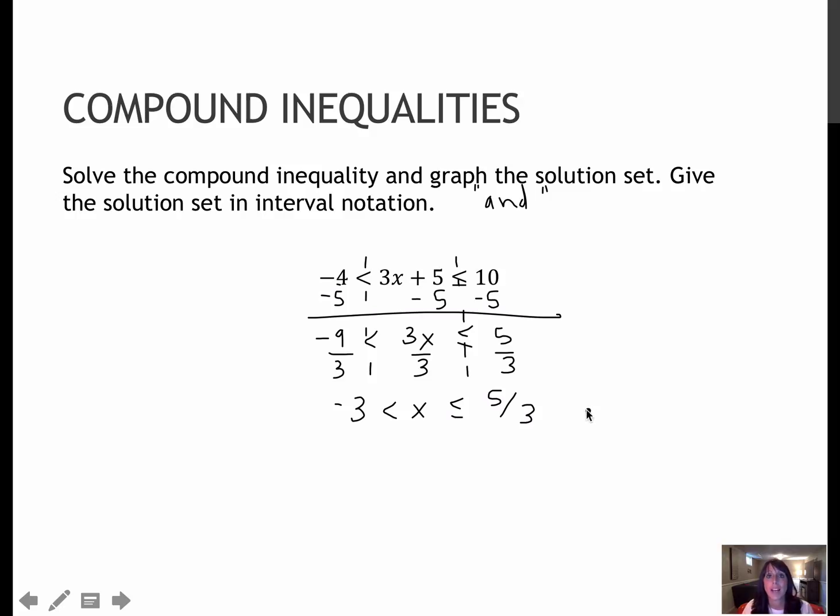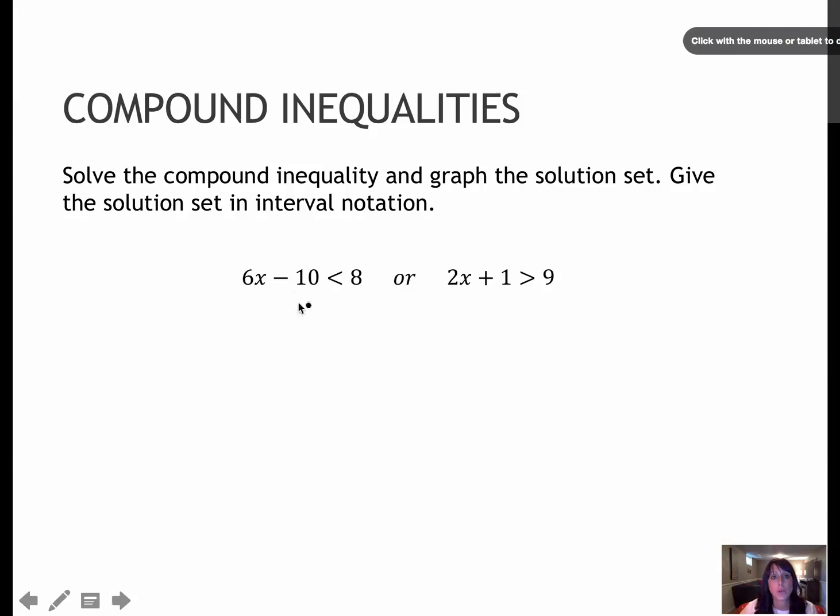Now, on this one, I don't have to do my crazy little graph to figure out where I should be shading because I know that this always means that it's between two values. So on my graph, it's going to go from -3 up until 5/3. 5/3 is not quite 2, which would be about right here, would be a closed circle. And -3 would be an open circle, and it's between those two values. My interval notation would be from -3, open because there's no or equal to, to 5/3, closed because there is an or equal to.